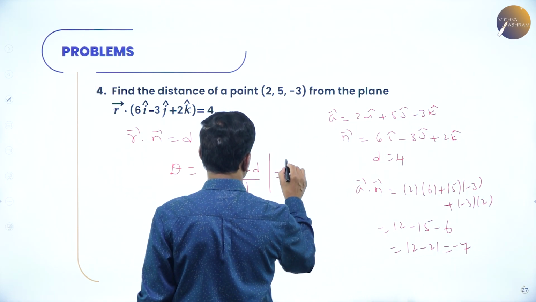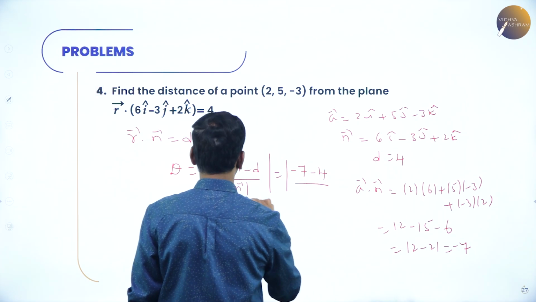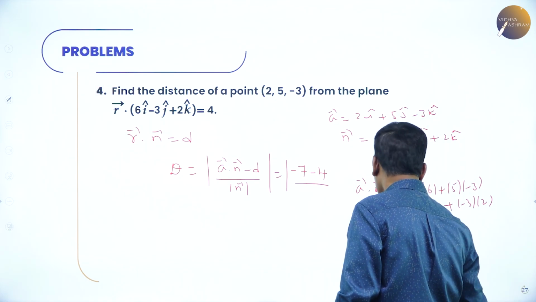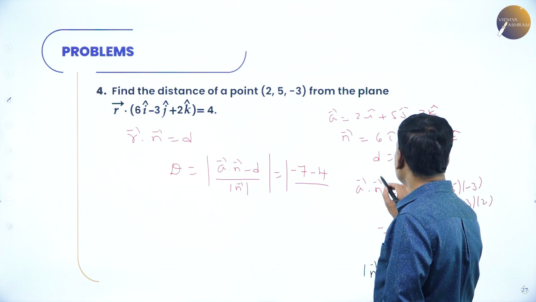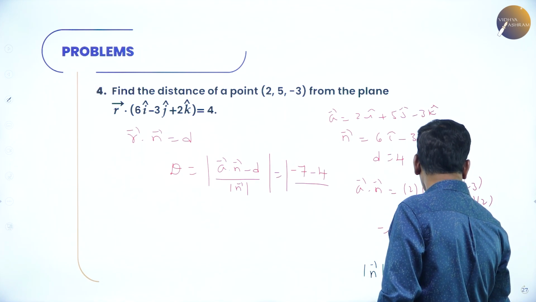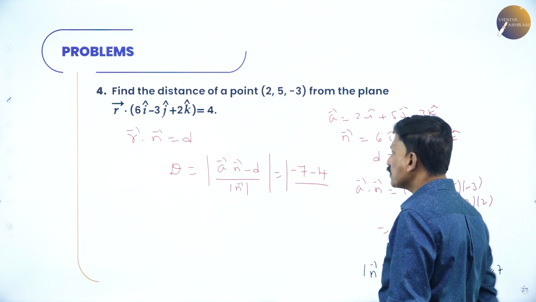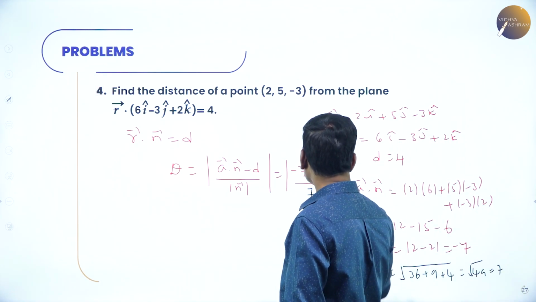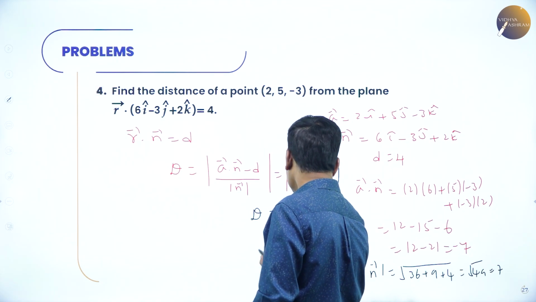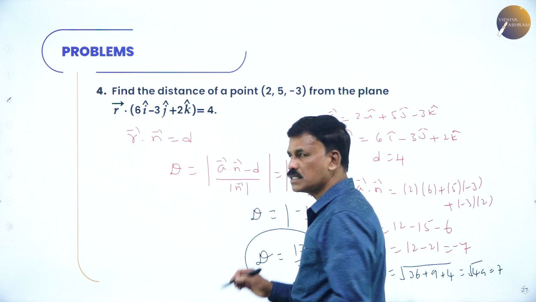So, this is equal to minus 7 minus d. d is equal to 4, divided by, now find out the value of the magnitude of n. Magnitude of n, 6 6s are 36 plus 3 3s are 9 plus 2 2s are 4. So, that is nothing but 49. Square root of 49 is 7. Substitute here, divided by 7. So, the distance is equal to minus 13 by 7. So, therefore, the distance is equal to 13 by 7, that's it.